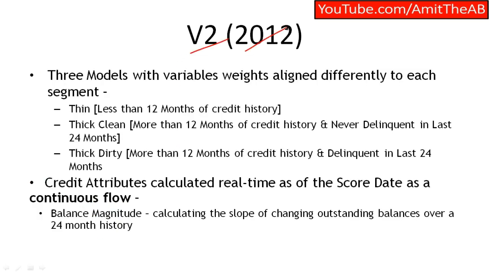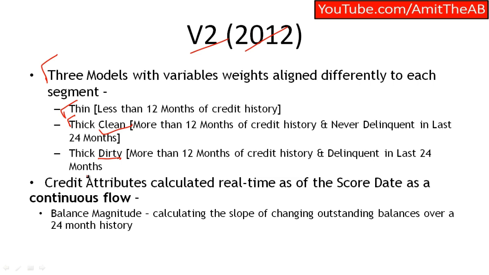Version 2 was introduced in 2012. It is a three model variable, so variable weights are assigned to different segments. First is thin. Thin is a person having a credit history of less than 12 months. Thick means more than 12 months of credit history. But apart from that, we have another word, that is clean. Thick is more than 12 months credit history, but with no delinquencies in the last 24 months, that is clean. And if there are delinquencies in the last 24 months with a credit history of more than 12 months, then it is thick, dirty.